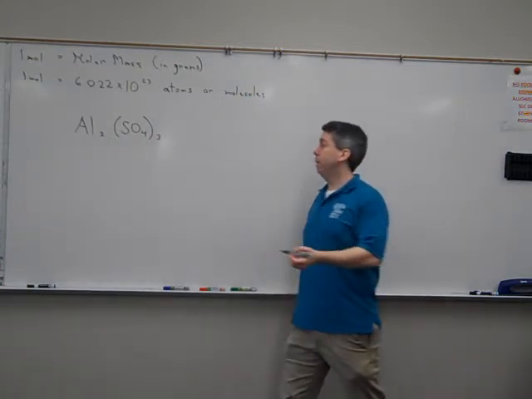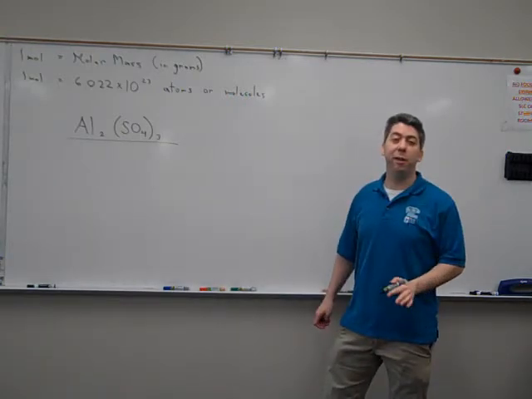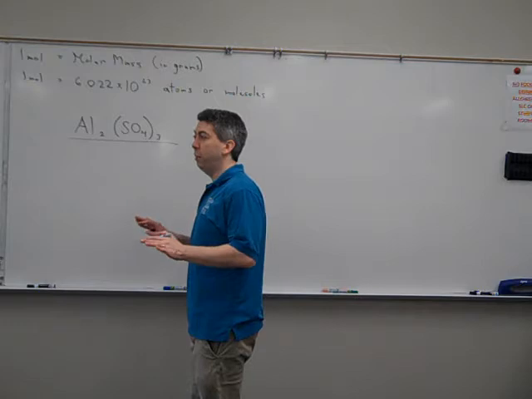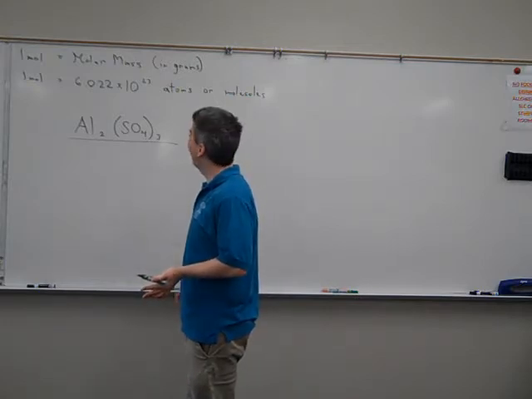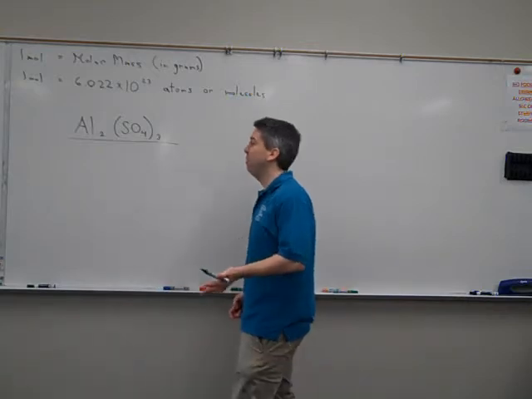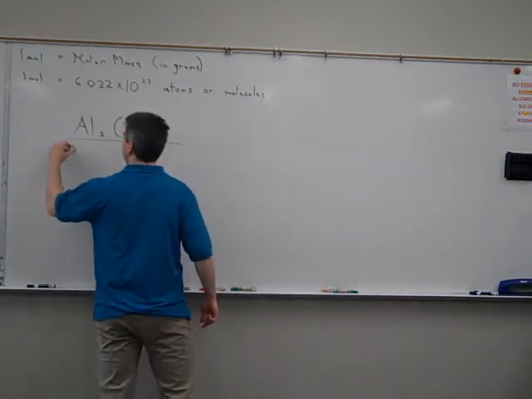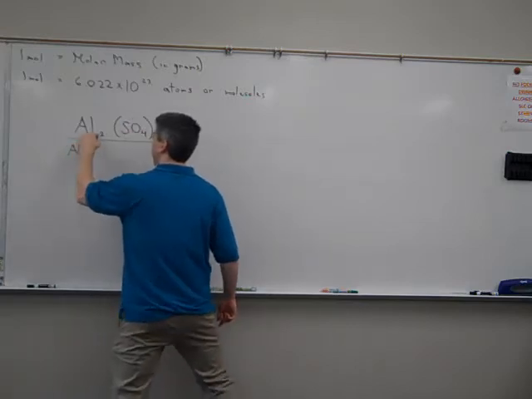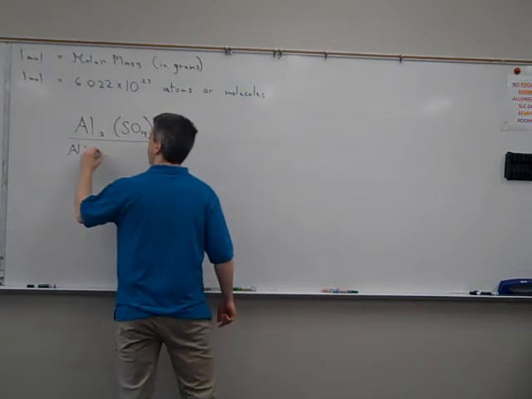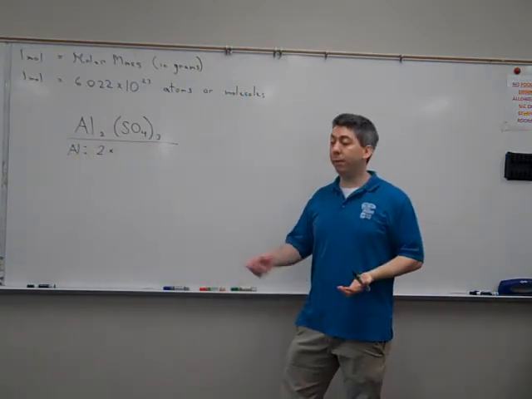Because I tend to be a little bit on the extreme side of organization, maybe borderline OCD, I like to organize it like this. I think it makes sense and makes it easier to follow. How many aluminums do we have here? 2. In this formula? 2. So what we do is we take 2 times the molar mass that's given in your periodic table.